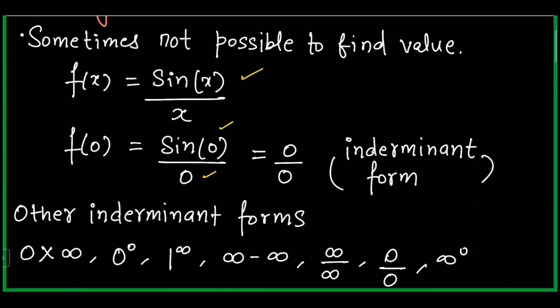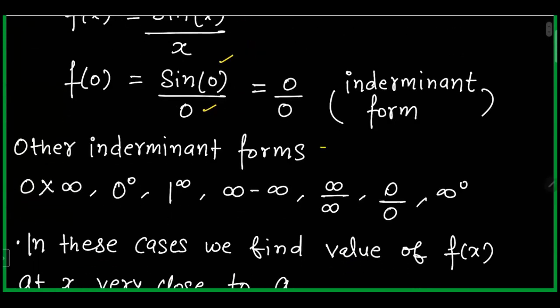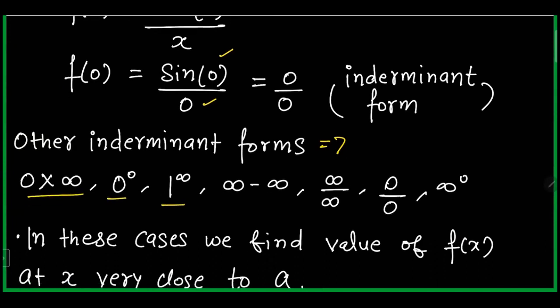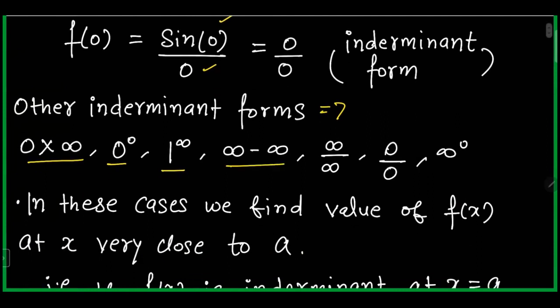How do we deal with this? In order to deal with such problems, we have to use limits. 0 by 0 is not the only indeterminate form. In total, there are 7 indeterminate forms. For example, we don't know how to multiply 0 and infinity. We don't know what is 0 raised to 0. We do not know what is 1 raised to infinity. We do not know infinity minus infinity. We do not know infinity divided by infinity. 0 by 0, as I said, we do not know. Also, we don't know infinity raised to 0. So in any problem, if any one of these things comes up, it means it is an indeterminate form and we need to use limits.